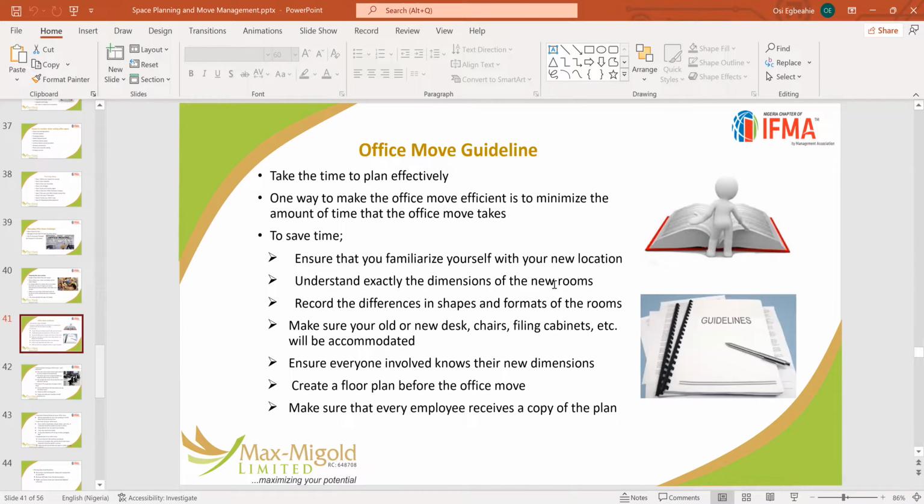Understand exactly the dimensions of the new office. Record the differences in spaces and formats of the rooms. Make sure your old and new desks, chairs, filing cabinets, etc. will be accommodated in the new space. Ensure everyone involved knows the new dimensions, and create a floor plan before the office move. Make sure that every employee receives a copy of that floor plan.